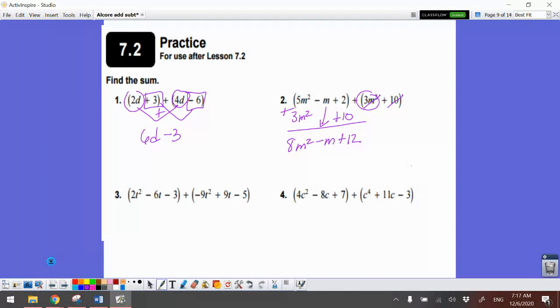Okay, hit pause. See if you can do the next one. We'll take a look at number 4 together, but see if you can figure out number 3. Okay, let's see how you did.